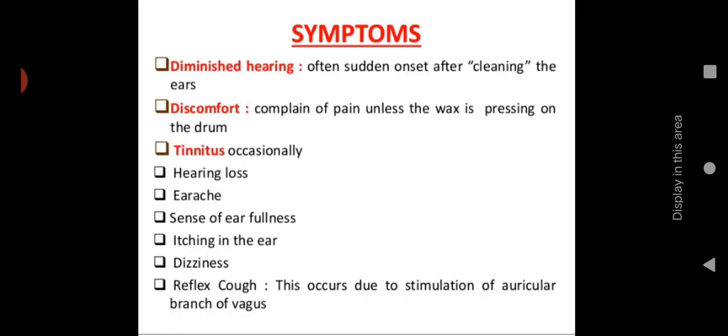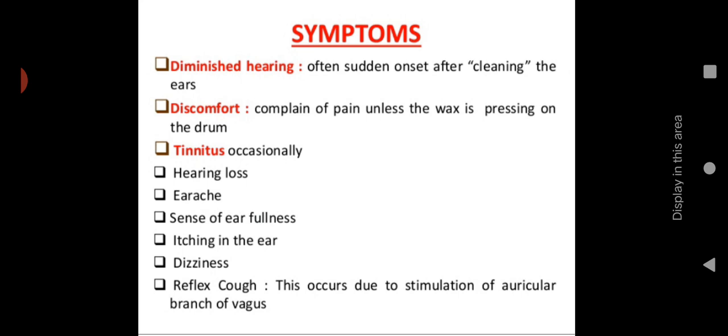Let us see the symptoms. Signs and symptoms include diminished hearing, often of sudden onset after cleaning the ear. So there is a decline, a reduction in hearing ability. Then discomfort, a complaint of pain, especially if the wax is pressing on the eardrum.